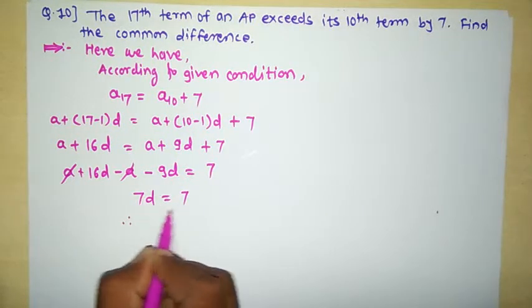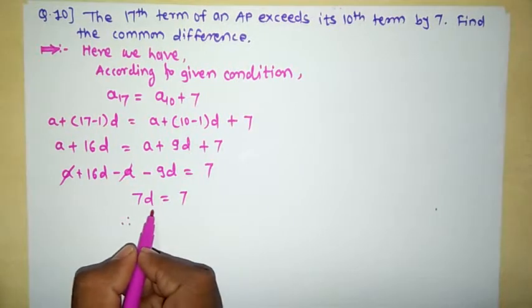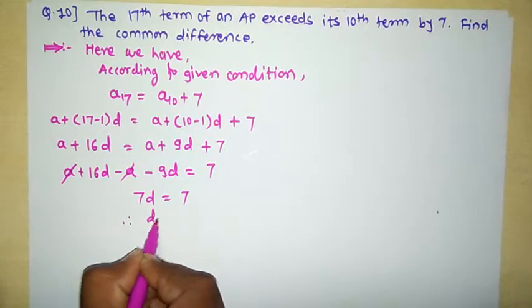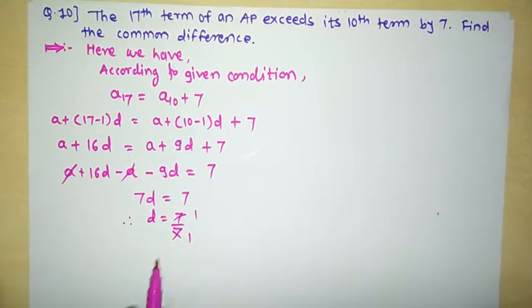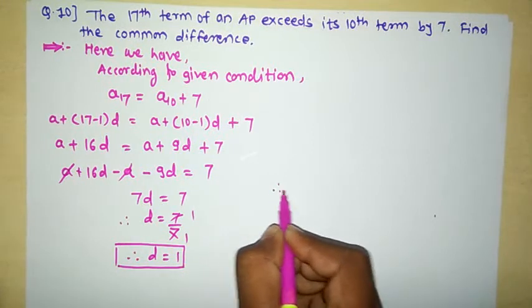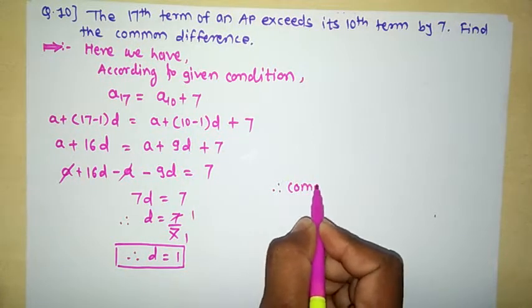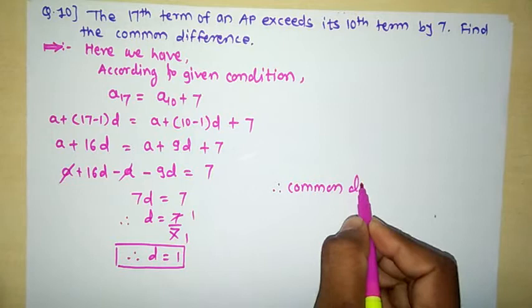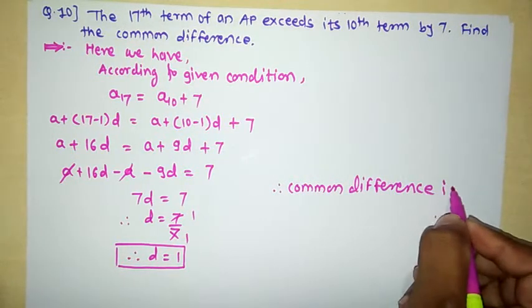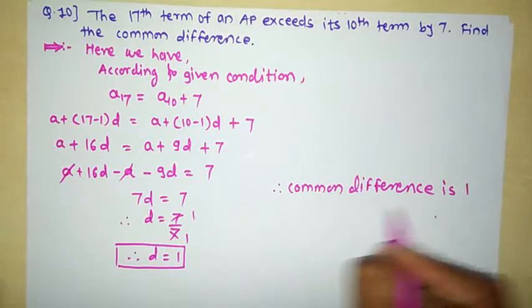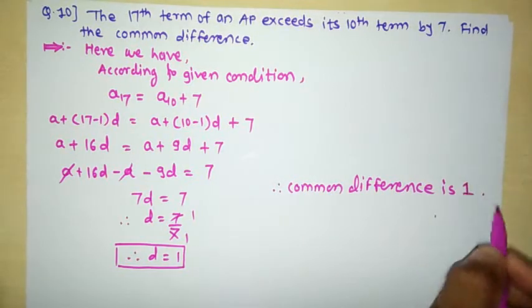Therefore send this 7 towards the right hand side. It will go to the denominator, that is D is equal to 7 by 7. Now 7 ones are 7, 7 ones are 7. Therefore D is equal to 1. We got D is equal to 1. Therefore the common difference is 1.